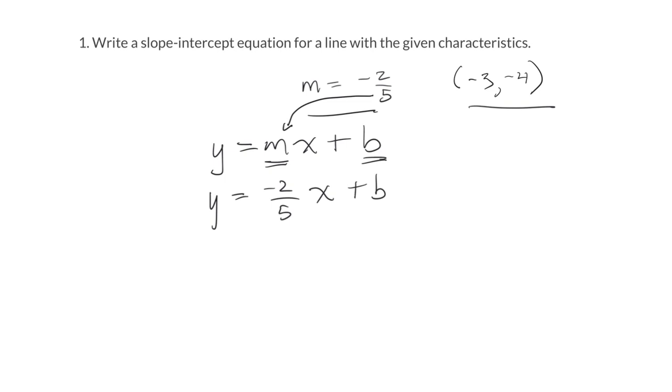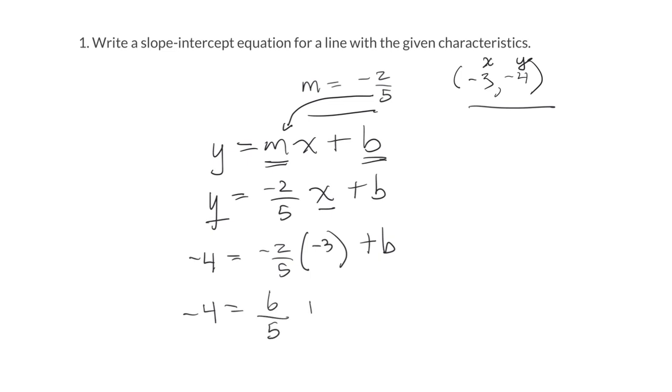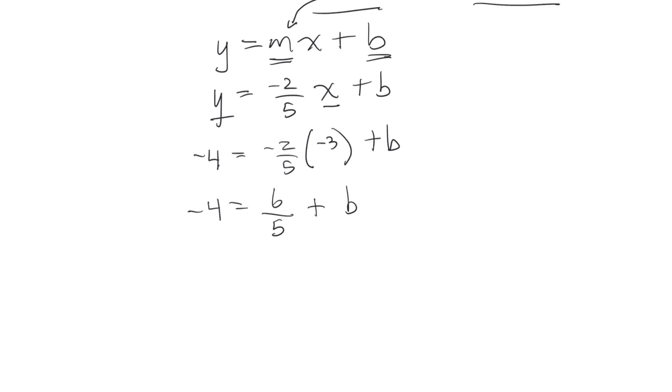But they also gave me a point, an x and a y value. So I can plug those in right there and there. Make sure you put the right one in the right spot. So negative 4 equals negative 2/5 times negative 3 plus b. Now all I have to do is solve this equation for b. So negative 4 equals, this would be positive 6/5 plus b.